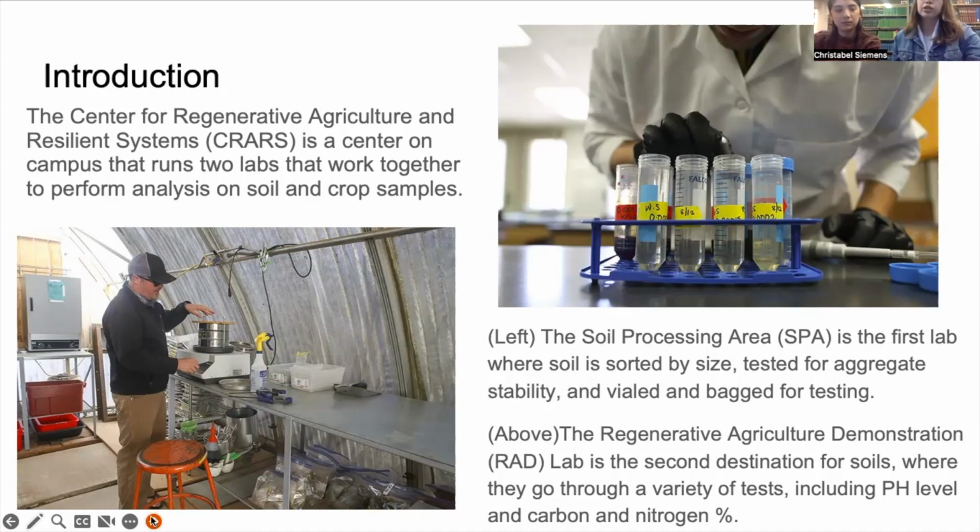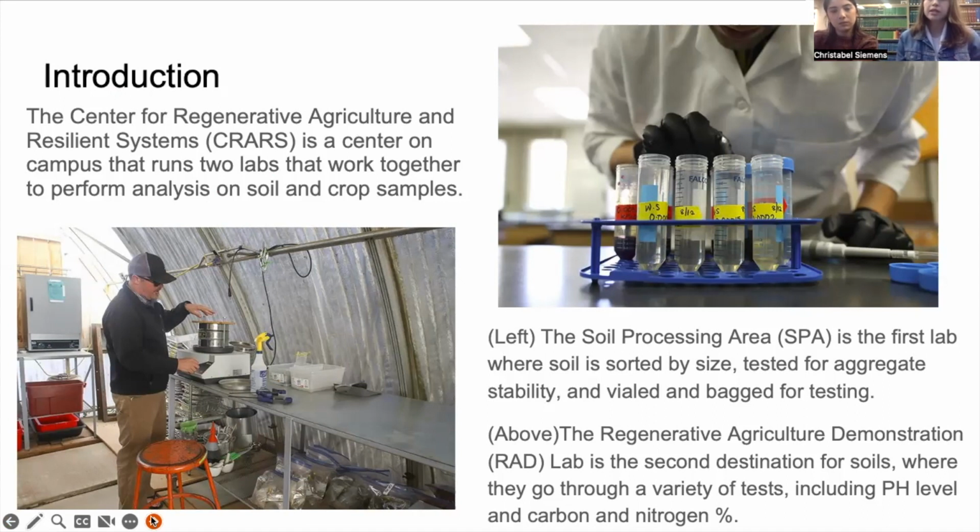In this picture to the left, you can see the soil processing area, which is located at the university farm. It's called the SPA for short, and it's the lab where the soil is sorted by size, tested for aggregate stability, and vialed and bagged for testing.